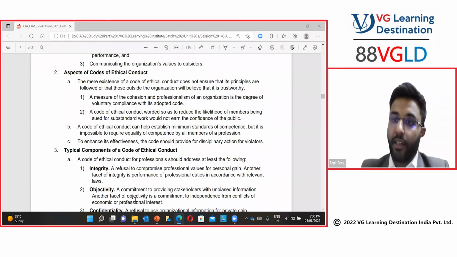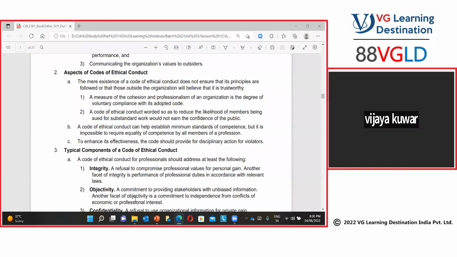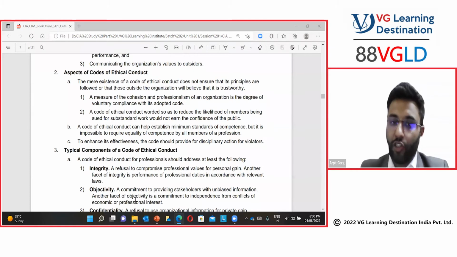What is required in the code of ethics? Can anyone tell me what is required to be documented? It should document the mode of disciplinary action which will be taken against any violation. So it should have something that if anyone is found to not comply with the code of ethical conduct, then there could be disciplinary action for violators. That is again something you need to remember. Now let's read this out.